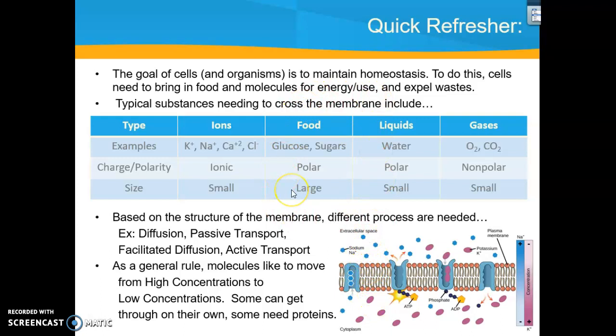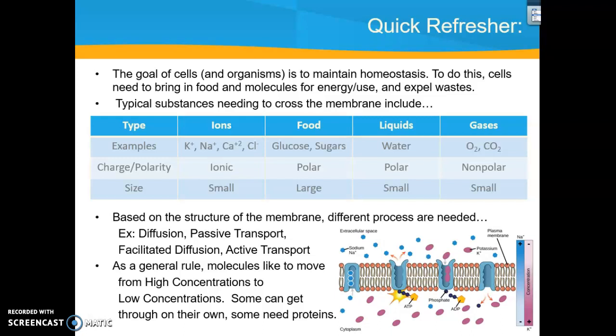These can enter or exit the cell through either, if they're small enough, the protein channels, or if they're too big, they can enter by endocytosis, right? When the cell kind of engulfs those molecules.